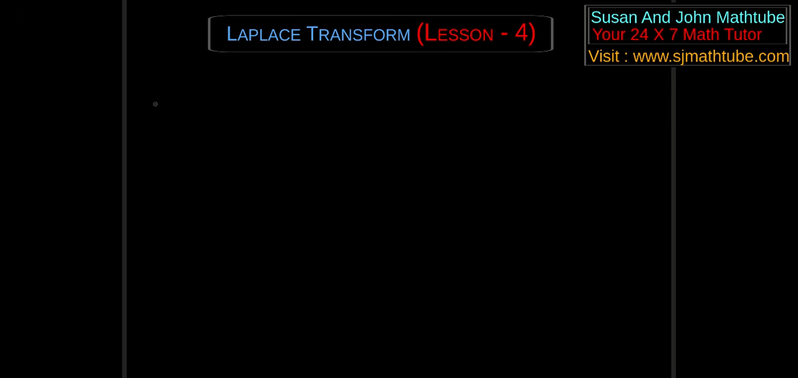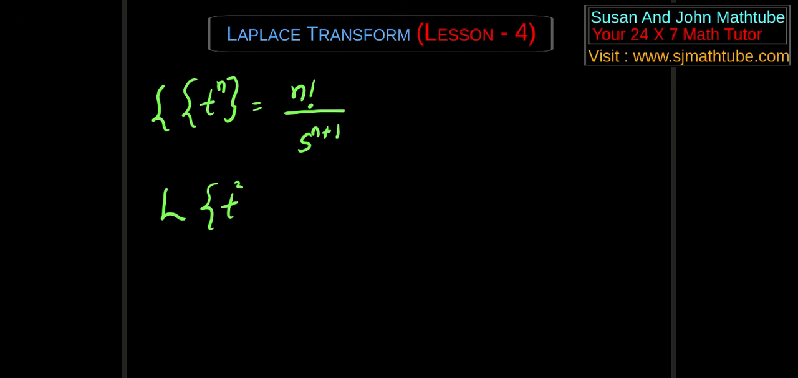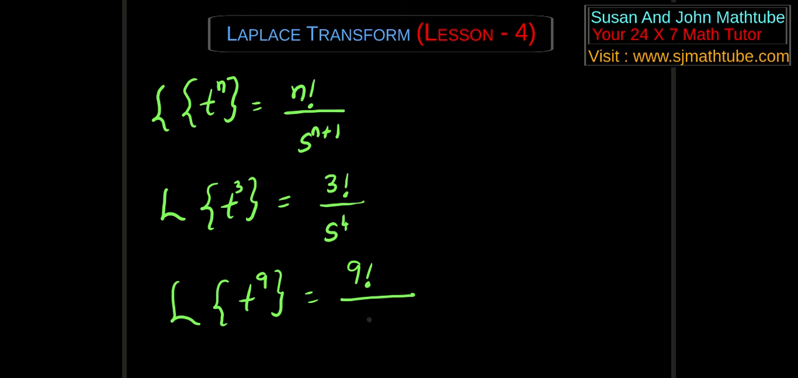So look at this. We will discuss some small problems related to Laplace of t to the power n. So remember, if n is a positive integer, then the formula is n factorial by s to the power n plus 1. And suppose we have Laplace of t to the power 3. The answer will be 3 factorial by s to the power 3 plus 1, that is 4. Suppose you want Laplace of t to the power 9. Then that will be 9 factorial by s to the power 9 plus 1.